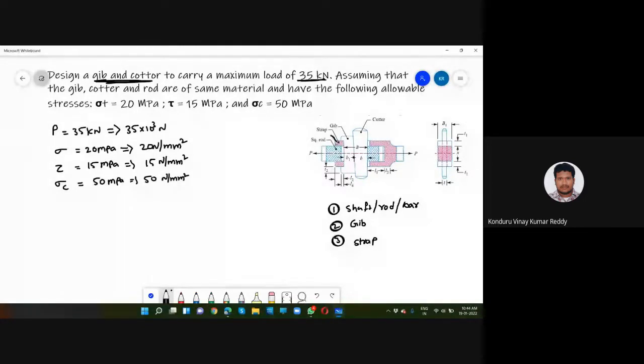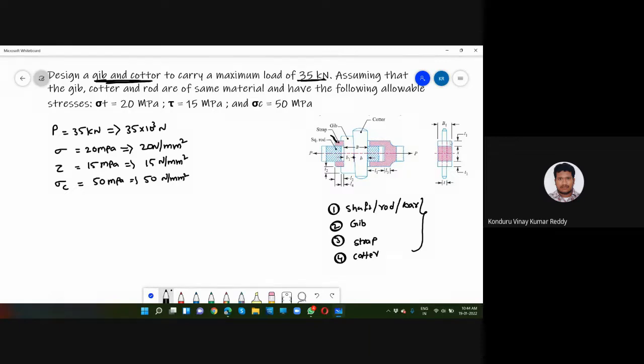Strap is nothing but it is a sleeve in the previous case. In the previous diagrams, it is a sleeve, but sleeve is a circular cross section, whereas strap is rectangular cross section or square cross section. You have to remember that this is the only difference. And the fourth one, we have to design cotter. These are the four components that you have to design for this type of joint.